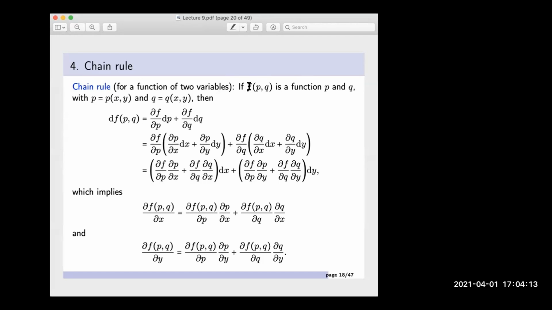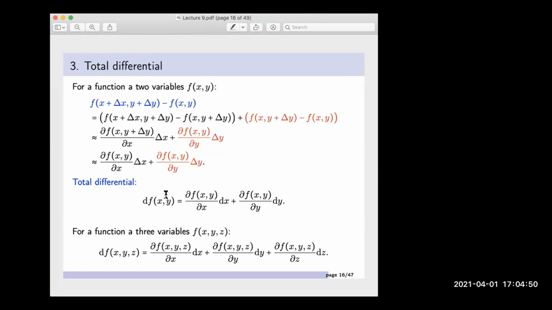So let's consider a composition between two functions. If f is a function of p and q, and p is a function of x and y, q is also a function of x and y. Then df, the change of function value f, would consist of two parts. The first part is due to change of p, the second part due to change of q, right? This is the total differential we just have seen.